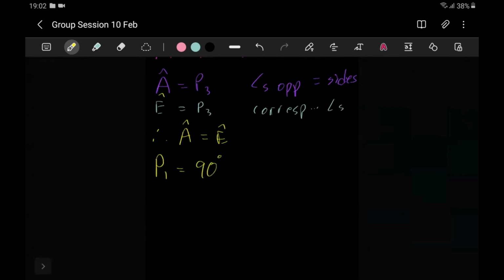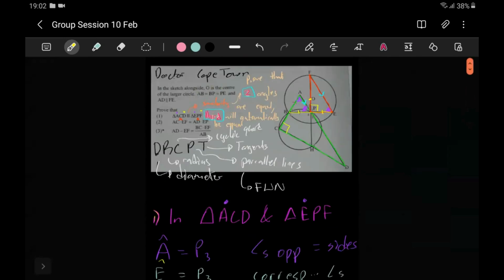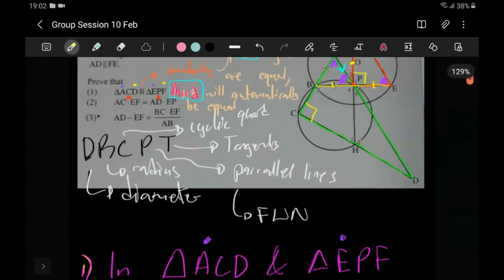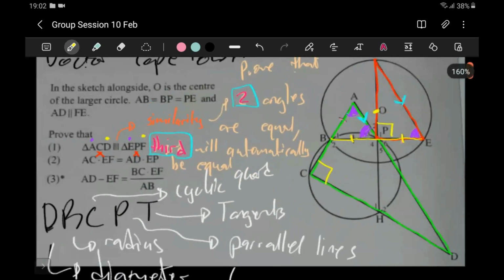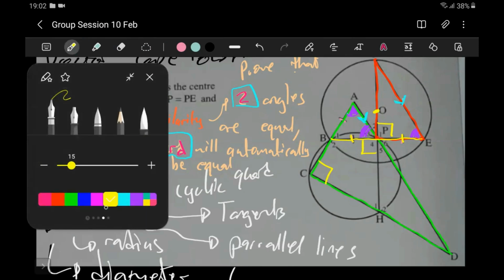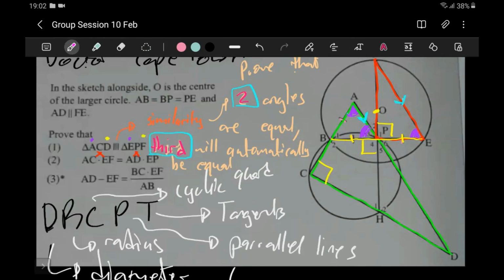The reason here is, or rather, before I even carry on, let me give you the big idea of what we're doing. So we're going to show that this is equal to 90, right? And then we're going to show that this is also equal to 90 because of vertical opposites. After showing that this is 90, we are going to show that this plus this has to add up to 180 because of opposite angles of a cyclic quadrilateral.